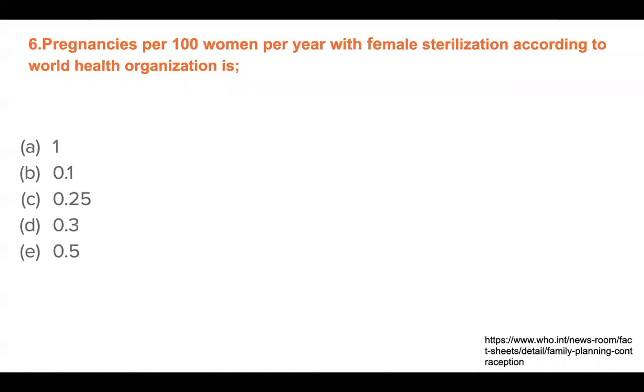Question number 6. Pregnancies per 100 women per year with female sterilization according to WHO is: A, 1; B, 0.1; C, 0.25; D, 0.3; and E, 0.5. A. No, it's E, 0.5.